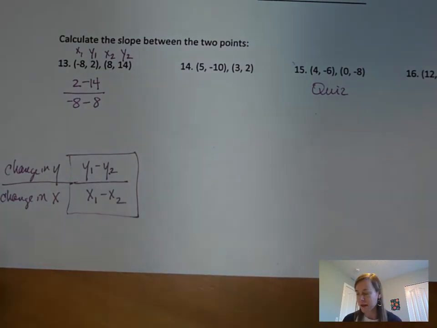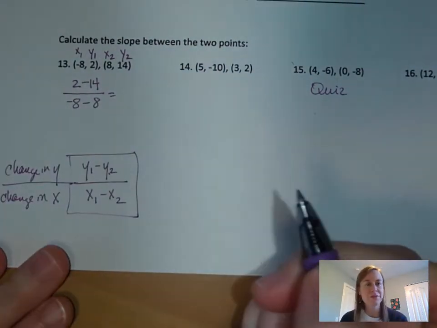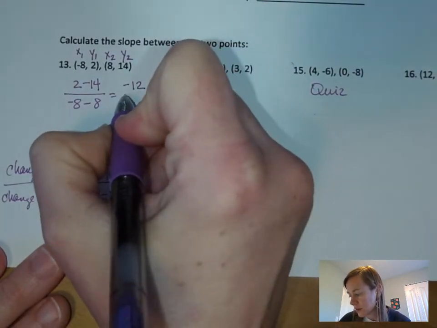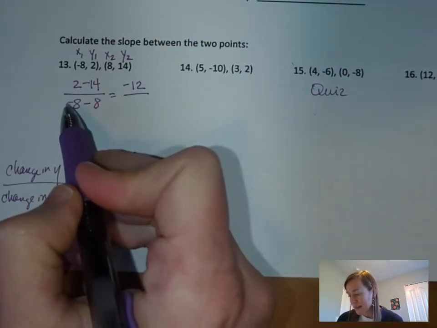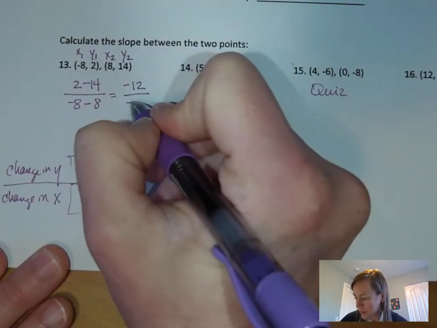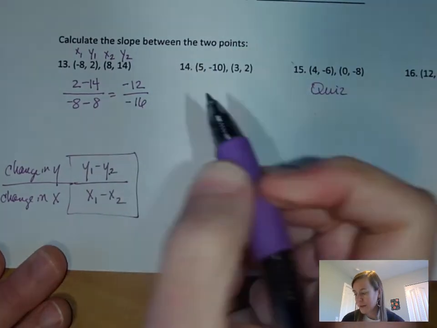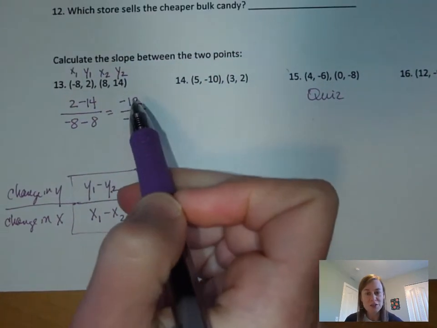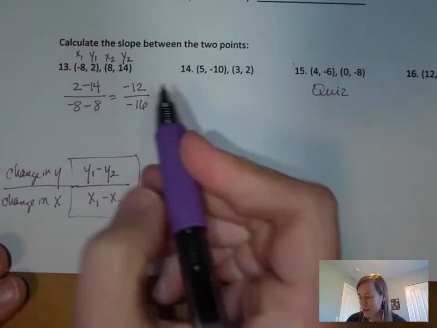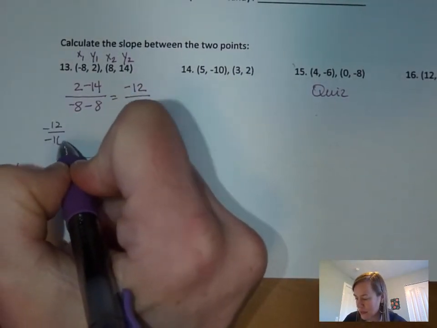Okay, now let's just simplify. What is 2 minus 14? That's going to be negative 12. And negative 8 minus 8, same signs, add and keep, so it looks like that's going to be negative 16. Okay, so from here, all we need to do is check and see if we can simplify. Can we simplify this fraction? Yeah, we can. So let's see, negative 12 over negative 16.